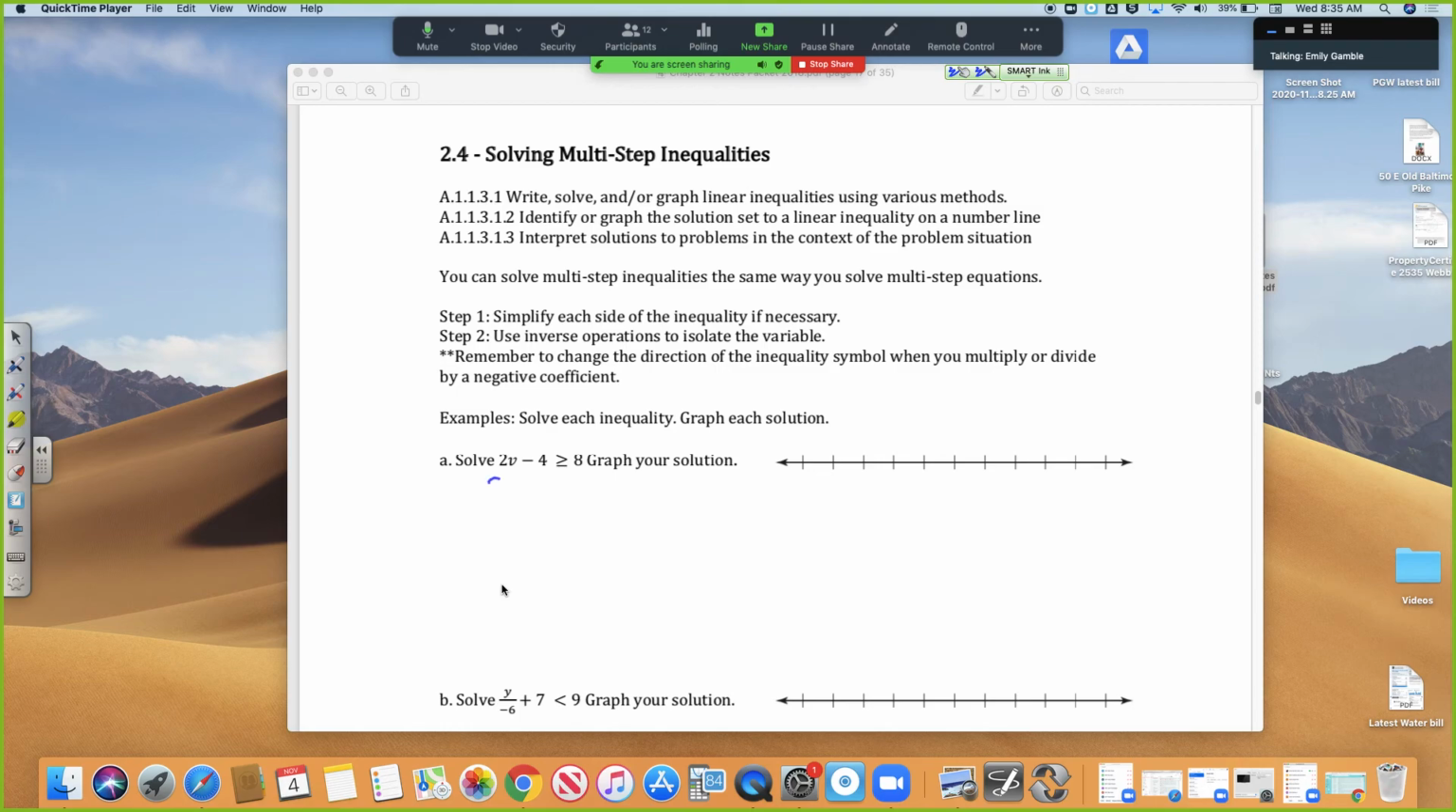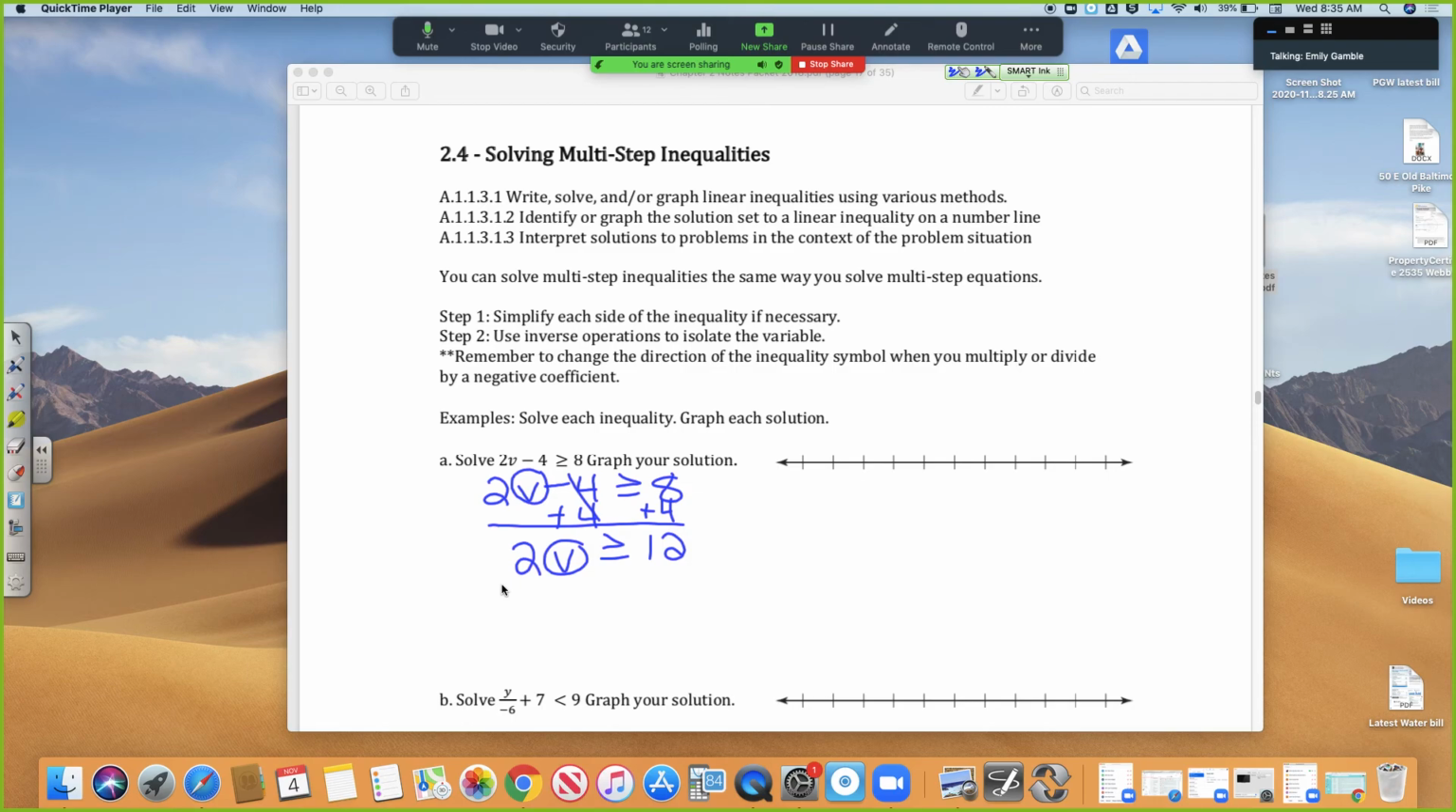So the first inequality we have, I'm going to rewrite it again. 2v minus 4 is greater than or equal to 8. We're solving here for v. So when we're solving two-step inequalities, we want to get rid of the addition or the subtraction first. So step one, I'm going to get rid of this minus 4 by adding 4 to both sides. When I do that, I'm left with 2 times v is greater than or equal to 8 plus 4 is 12.